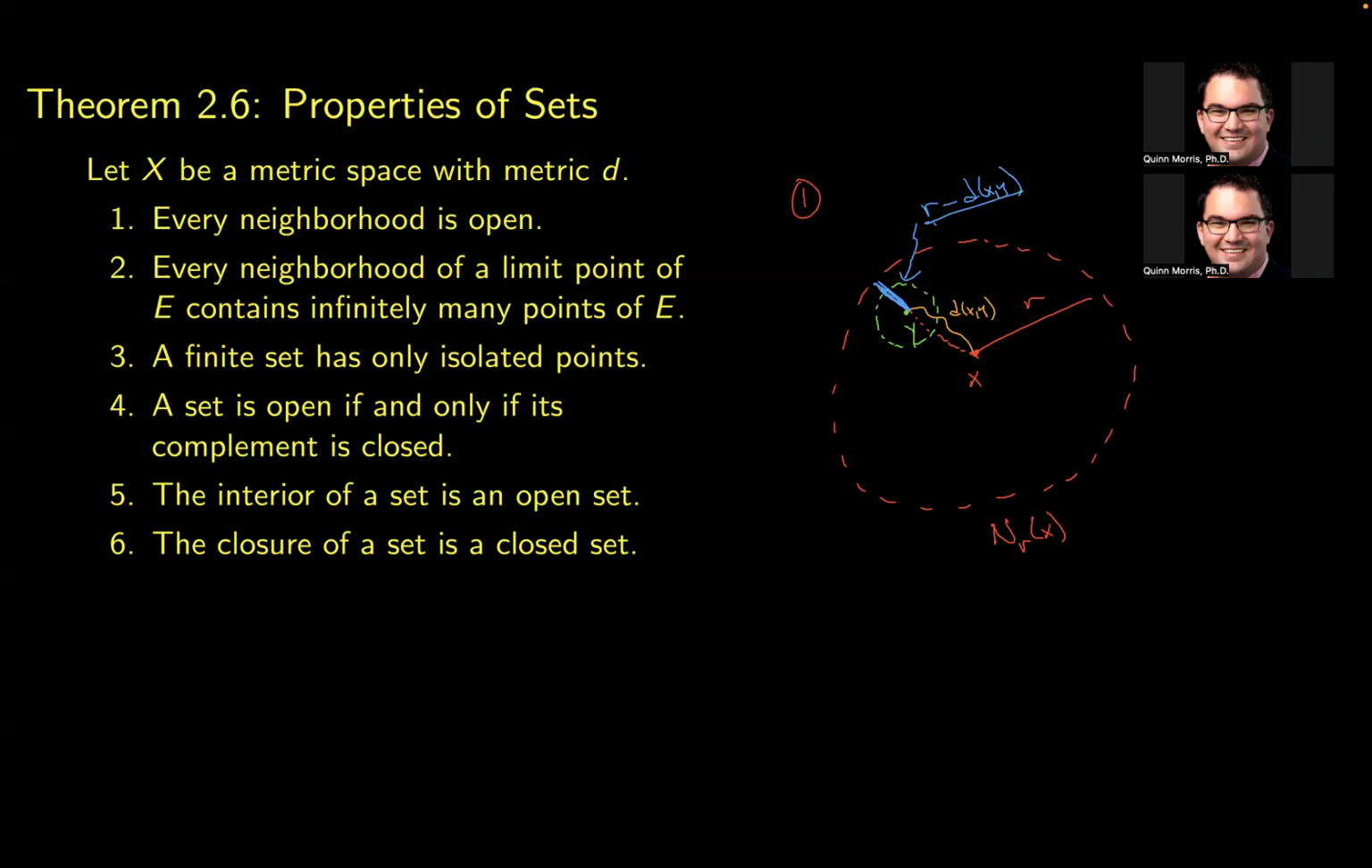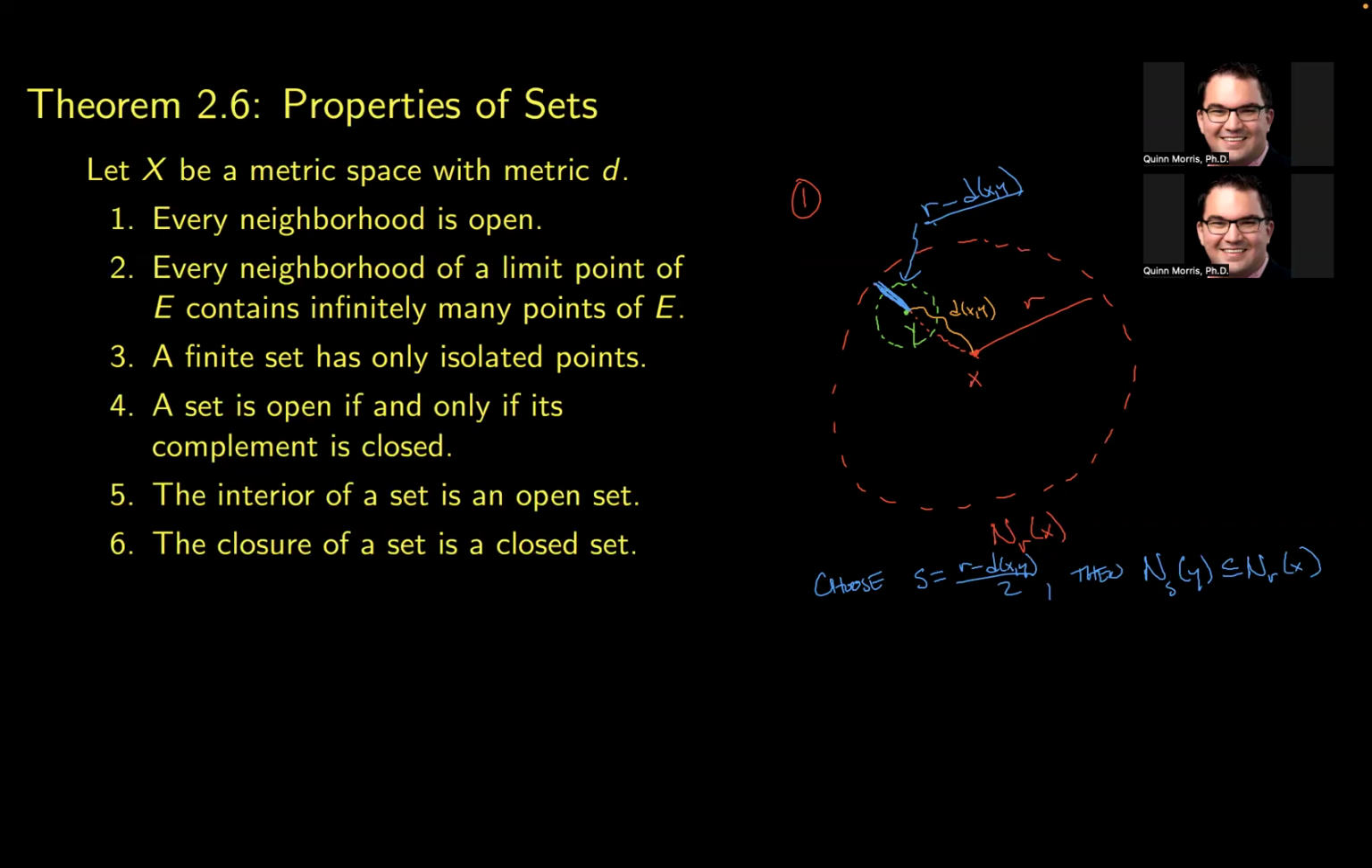So if I choose S to be (R minus D of XY) over 2, then the neighborhood of radius S around Y would be a subset of the neighborhood of radius R around X. And I can do this for any point Y in my set. Therefore, every point of my neighborhood must be an interior point. Therefore, my neighborhood is an open set.